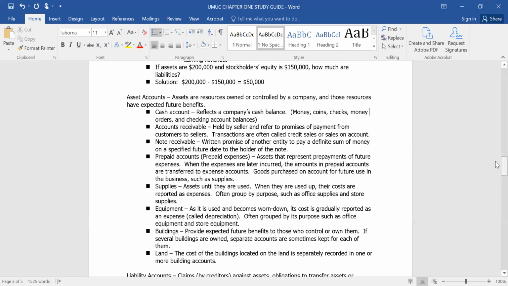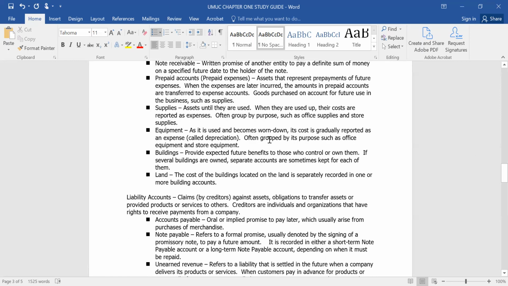Equipment could be something like a machine the company bought. It's something they're going to use for more than a year. It is gradually expensed out in something called depreciation, but we'll talk about that at a later date. I think we all know what buildings are, and we all know what land is. Land is something that is not depreciated.